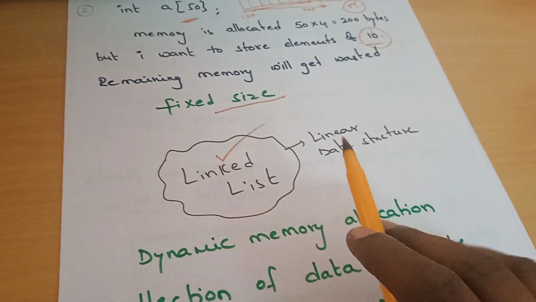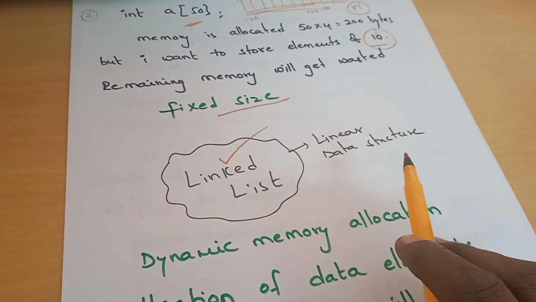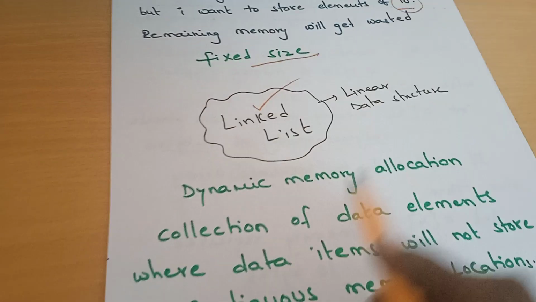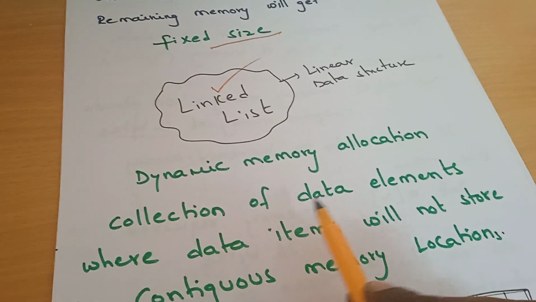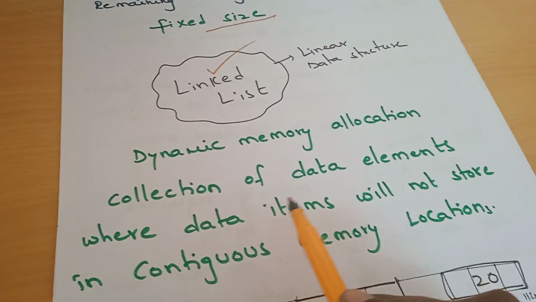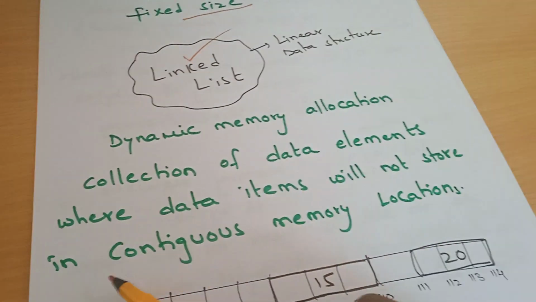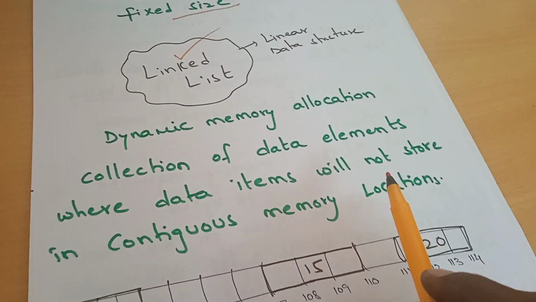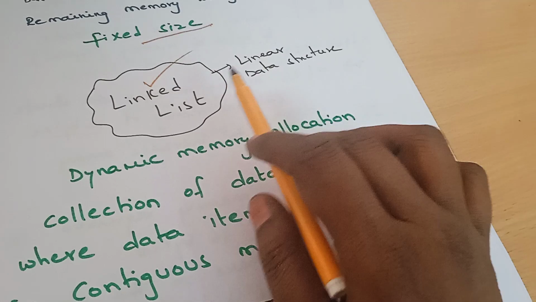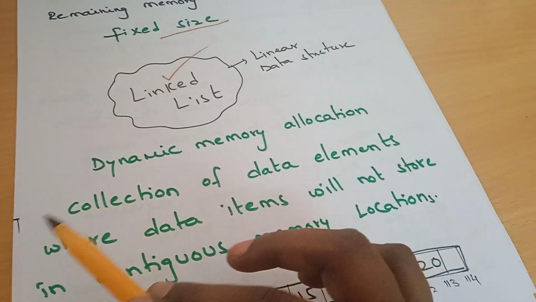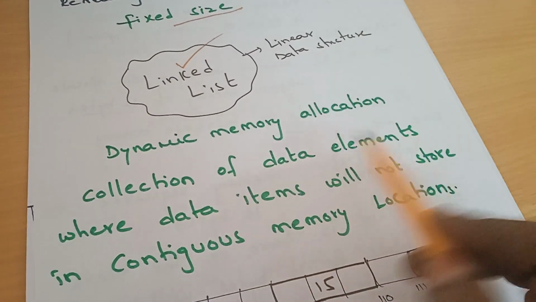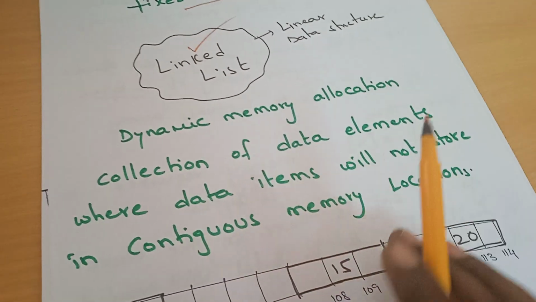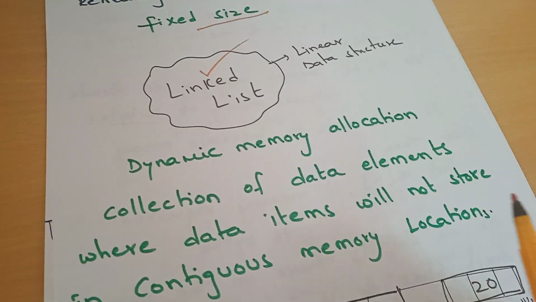Linked list is a linear data structure. What is a linked list? It is a linear data structure, and it is also a collection of data elements where data items will not be stored in contiguous memory locations. So this is the definition of linked list. How will it store then?